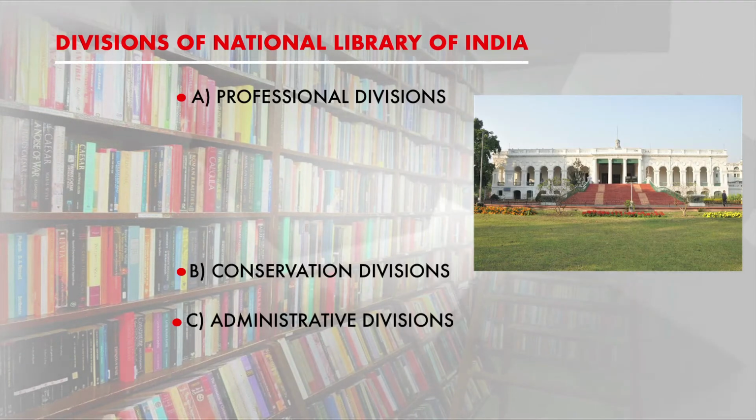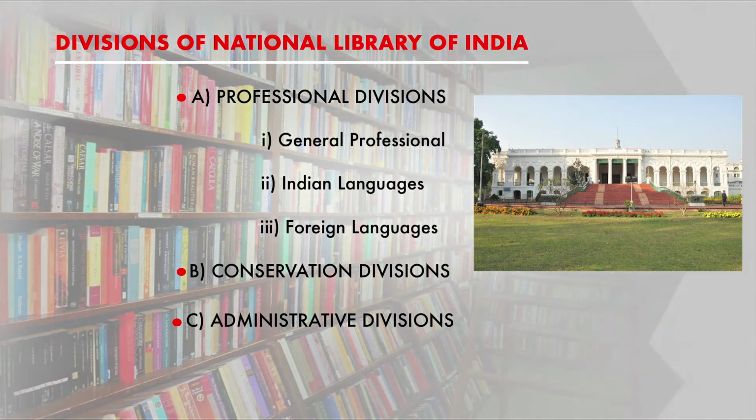We have the following divisions in the National Library of India. These are the 3 divisions: Professional Division, Conservation Division, and Administrative Division. Professional Division is the main division which deals with all the professional activities conducted in the National Library of India. It is further divided into 3 divisions: General Professional, Indian Languages, and Foreign Languages.